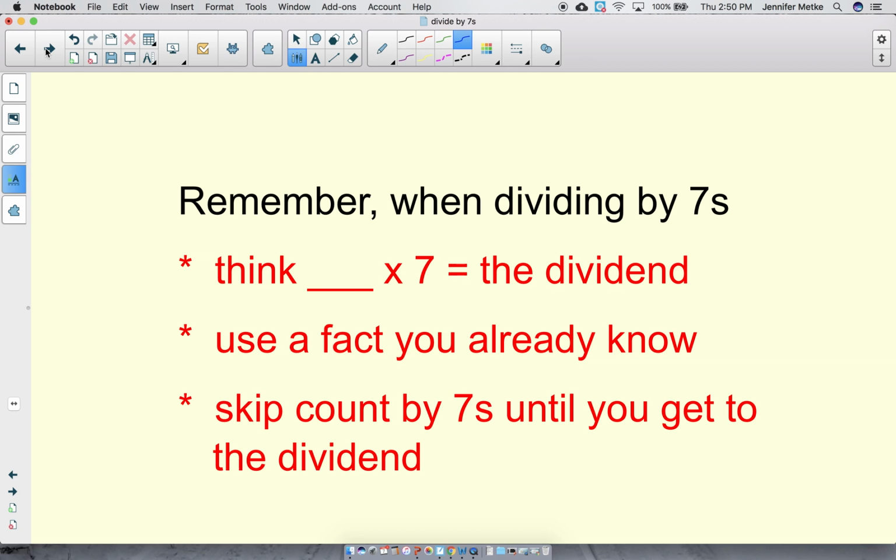So remember, when dividing by 7s, think multiplication. Think what times 7 is the dividend. The next best strategy would be to use a fact you already know, kind of chunk that out like that number bond example or the area model example. And the third most efficient strategy would be to skip count by 7s until you get to that dividend.